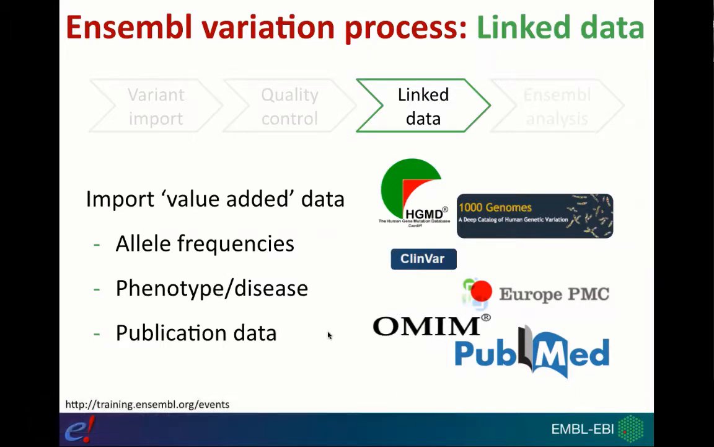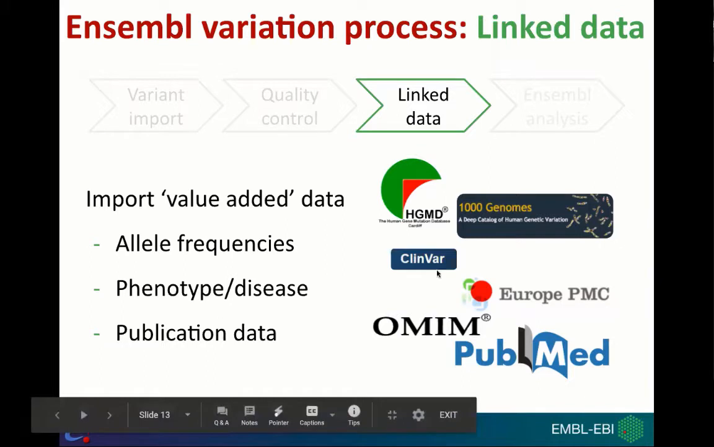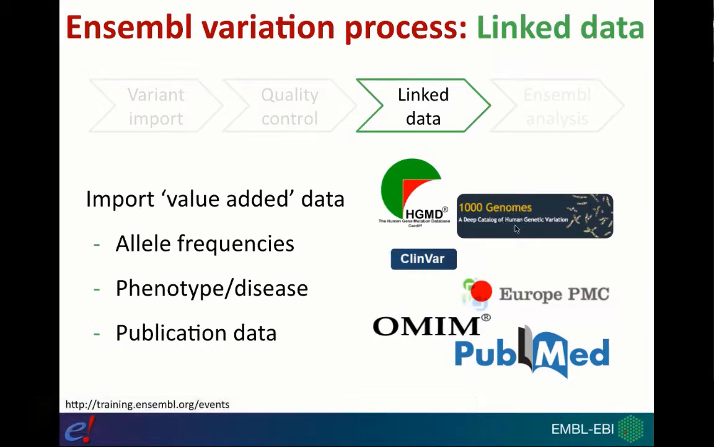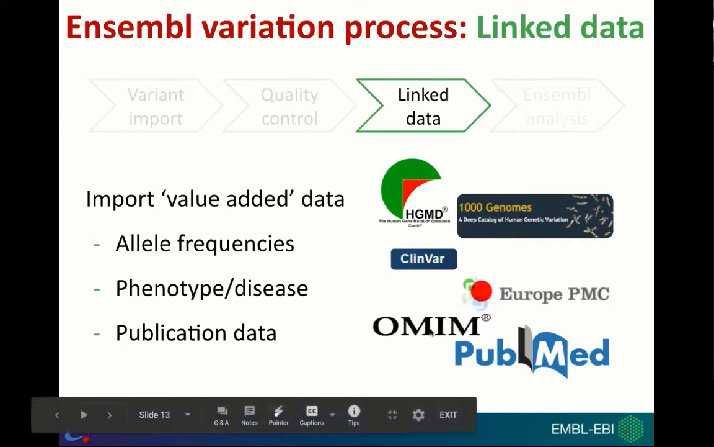associated value-added data types that we look for, and this is just a snapshot of some of the sources. For example, for the allele frequencies, we look to projects like the 1000 Genomes Project, gnomAD as well, and other sequencing projects. For phenotype and disease associations, we look to sources like the NCBI ClinVar database, and also places like OMIM. And for the publication data, we look to Europe PMC and PubMed.